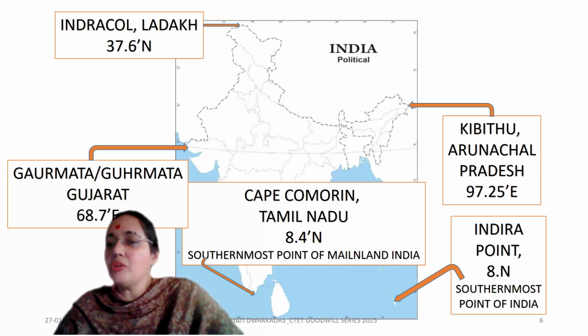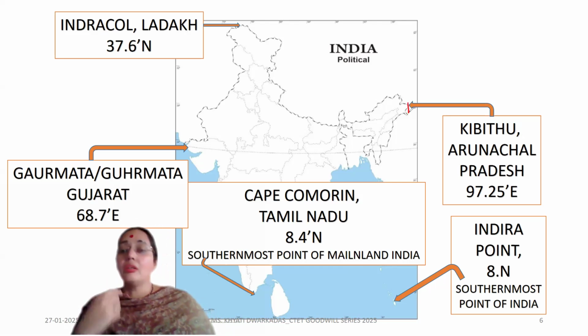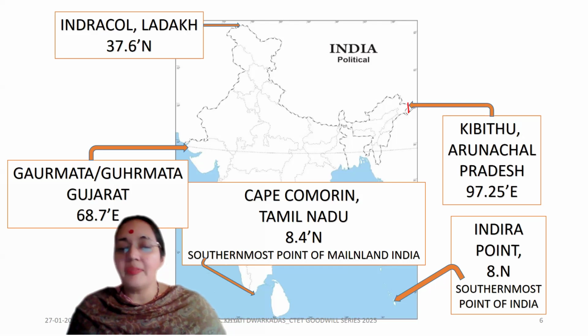The easternmost point that you are able to see in here is Arunachal Pradesh. The easternmost point in Arunachal Pradesh, which we are able to see here, is Kibittu in Arunachal Pradesh. The arrow is very well pointing there, at 97 degrees 25 minutes east.